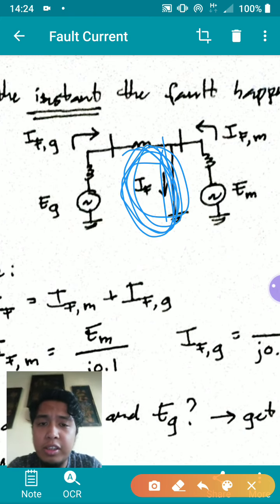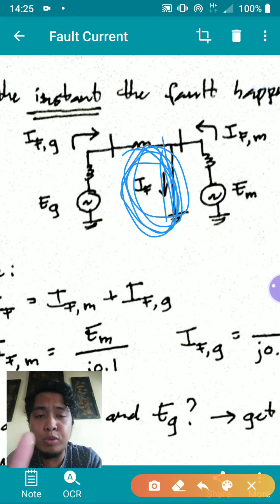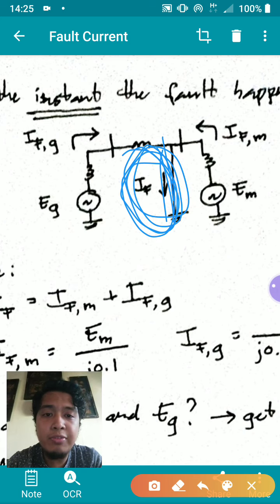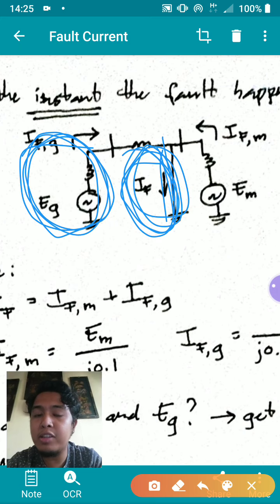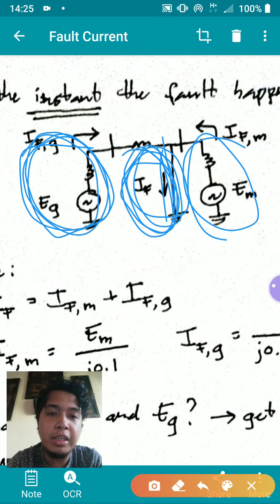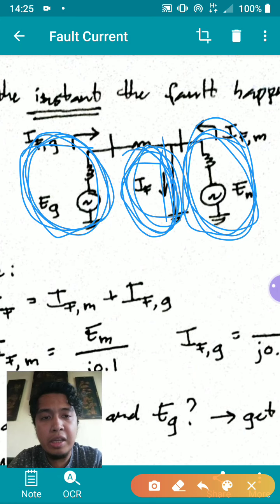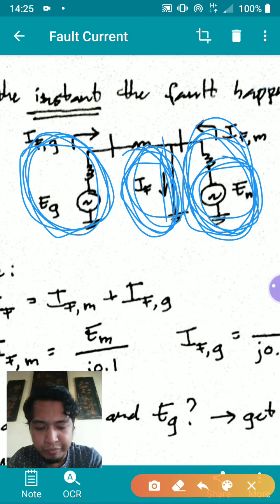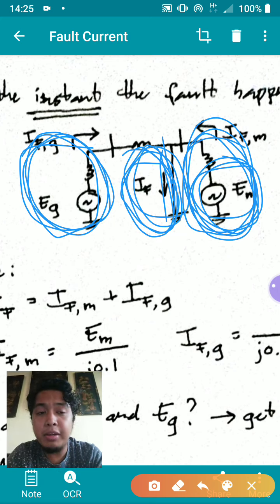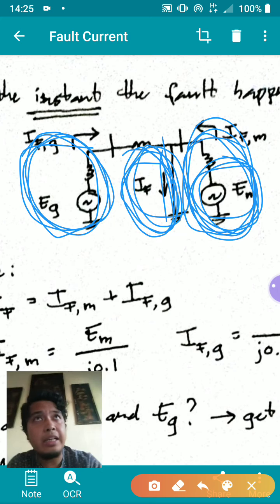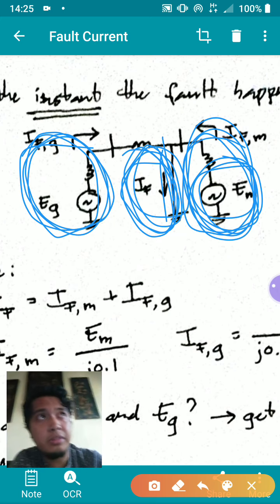And then this fault current is basically from two elements. You have the fault current as contributed by the generator, and you have the fault current as contributed by the motor. This is the reason why we want to include that back EMF.